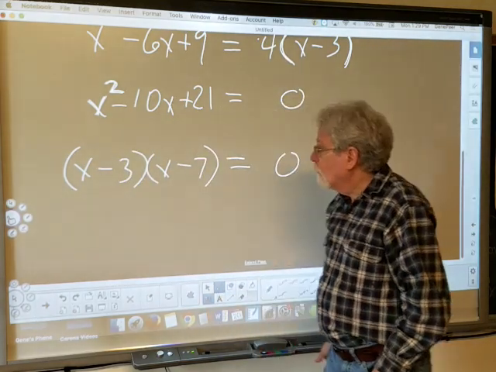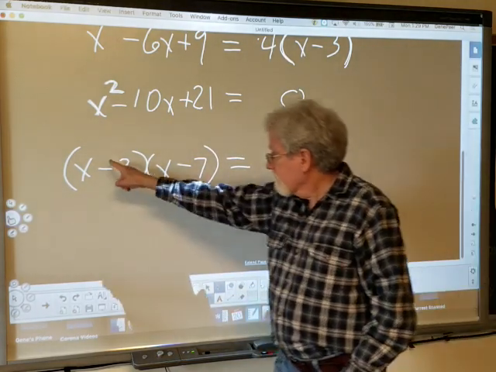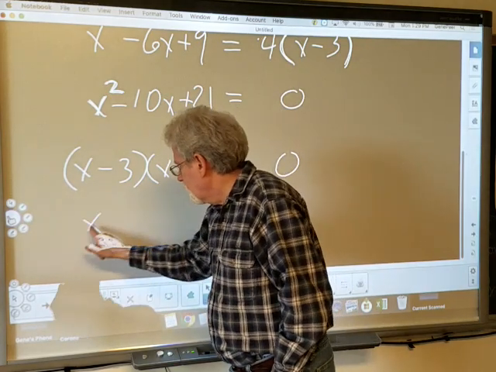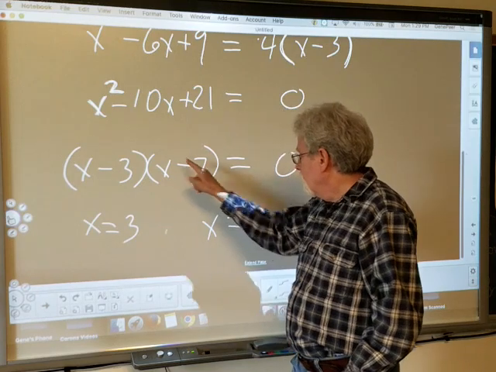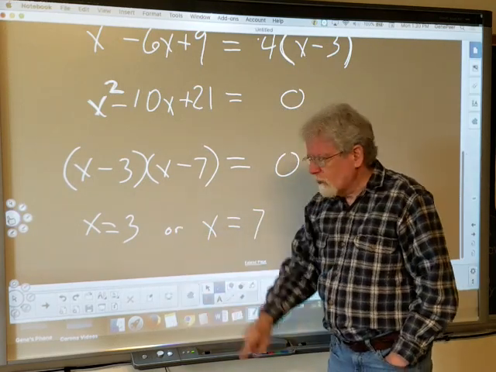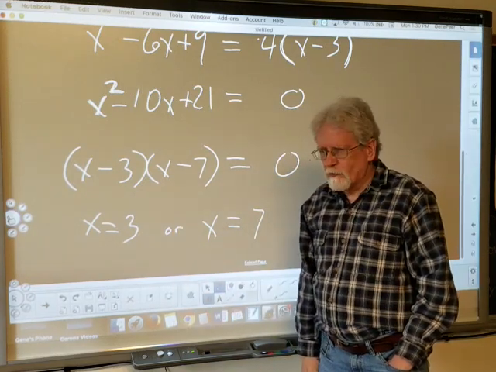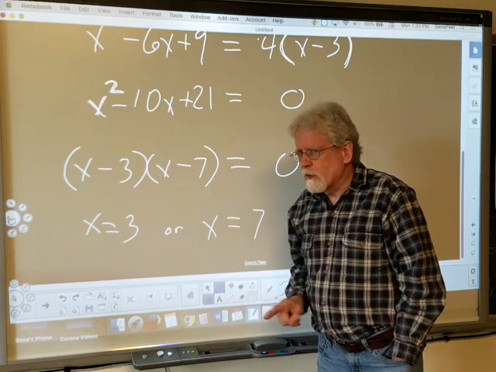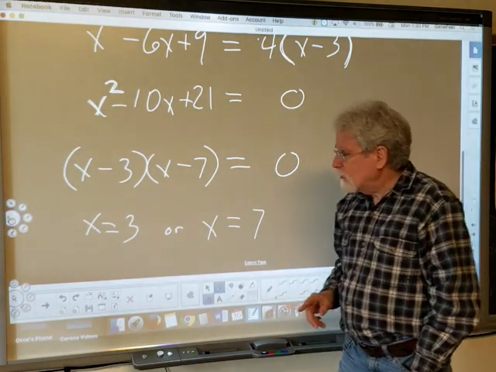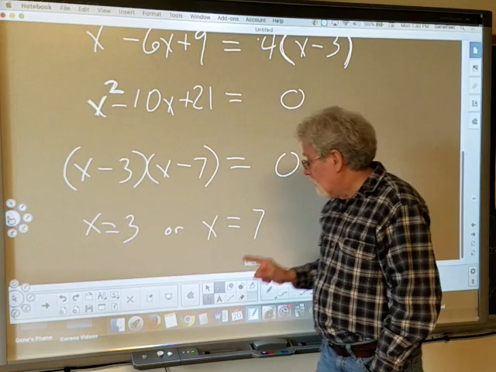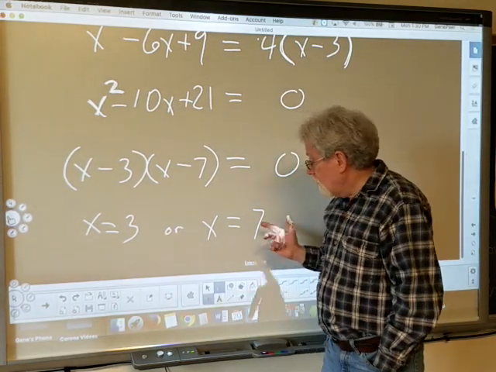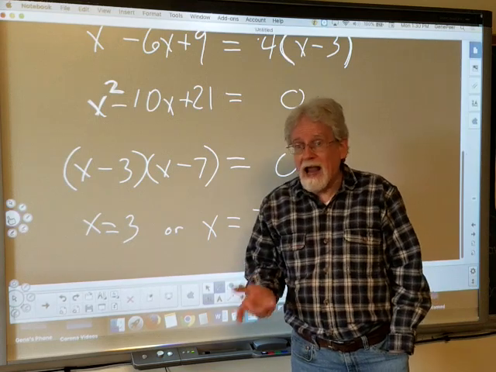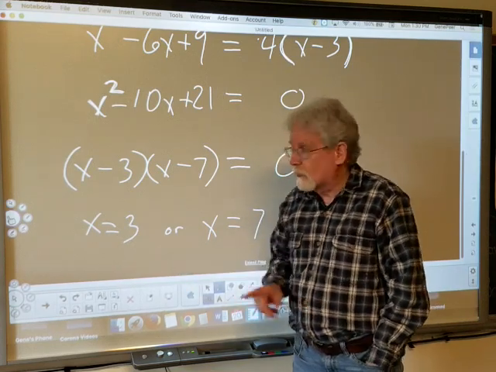It works. So our solutions are x is 3 or x is 7. By the way, why did I use the word or here? Because we have a choice? Not really. I use the word or because x can't be both 3 and 7 at the same time. It can be a 3 or it can be a 7, but it can't be both a 3 and a 7 at the same time, so we use the word or.